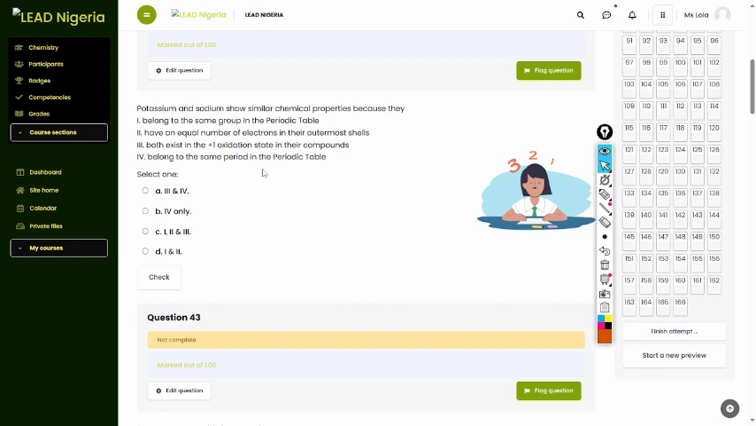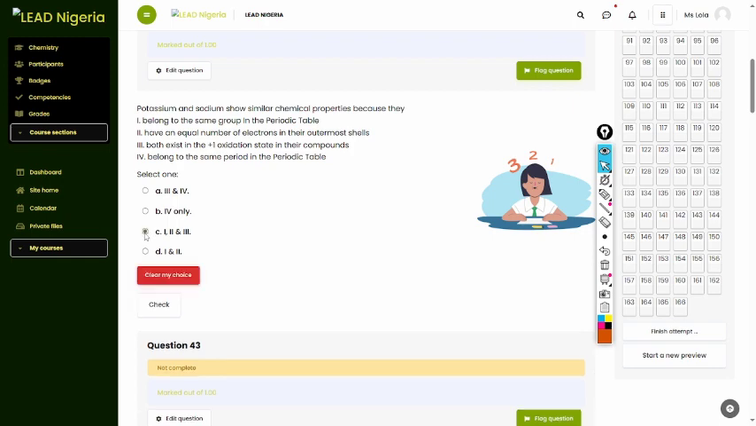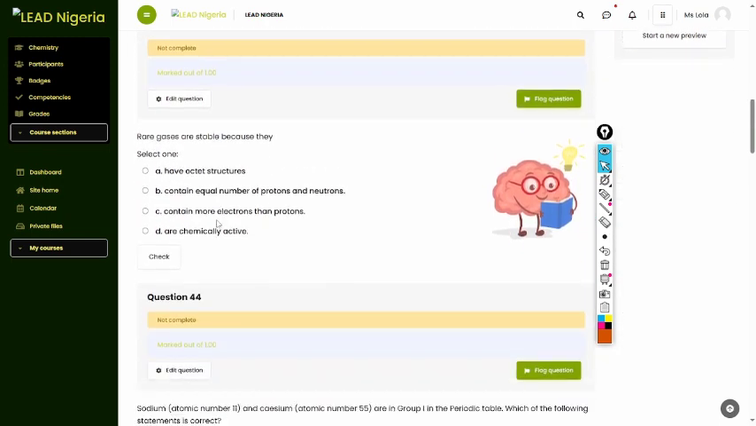They belong to the same period in the periodic table. Okay, so no, they do not belong to the same period in the periodic table. Sodium belongs to period 3, while potassium belongs to period 4. What that means is that sodium has 3 shells, potassium has 4 shells. The correct answer is 1, 2, and 3. So C.